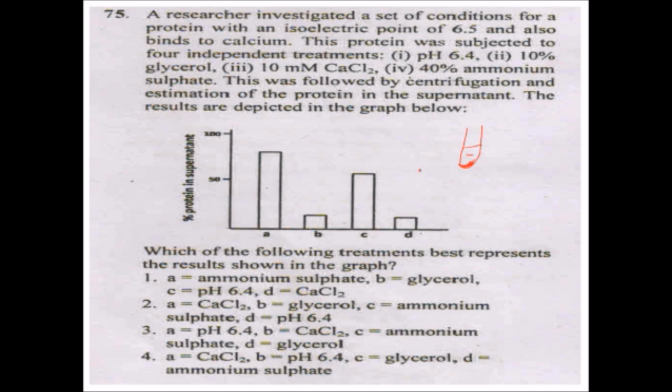So the supernatant will be high with glycerol and calcium chloride. Either of these two bar graphs may represent calcium chloride and glycerol, and either of the two, B and D, represent pH 6.4 and 40% ammonium sulfate. So if you look at all this, you will come to know the answer will be number 4.